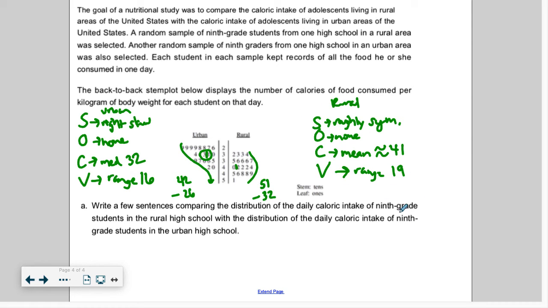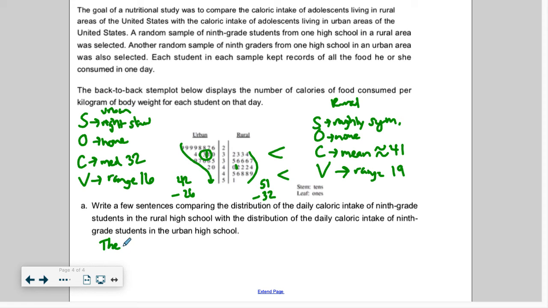So now that I've got all this listed out, let's see if there's anything similar. The shapes are not similar, they're different. It's true that it's similar that they both don't have outliers. The median of 32 is much less than the center here, the mean of 41. The range of my urban was smaller than the range of my rural. So that was also a less than. Now I've got enough that I can write my sentences out. So let me just go ahead and start and remember to put my context in there.